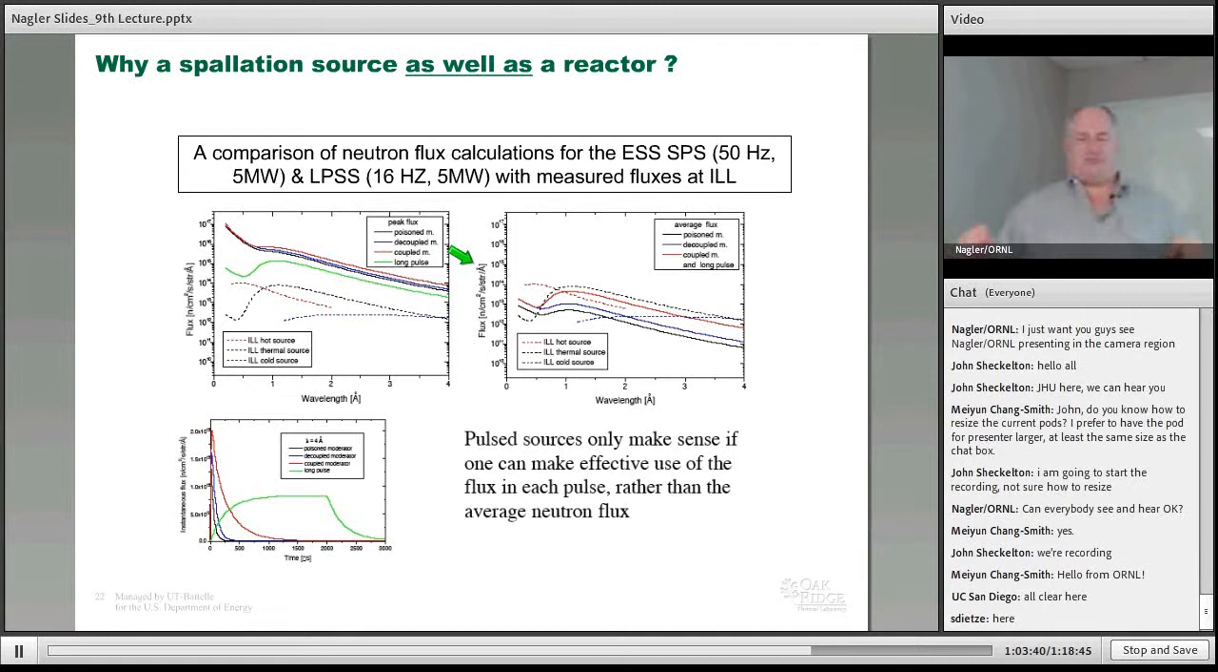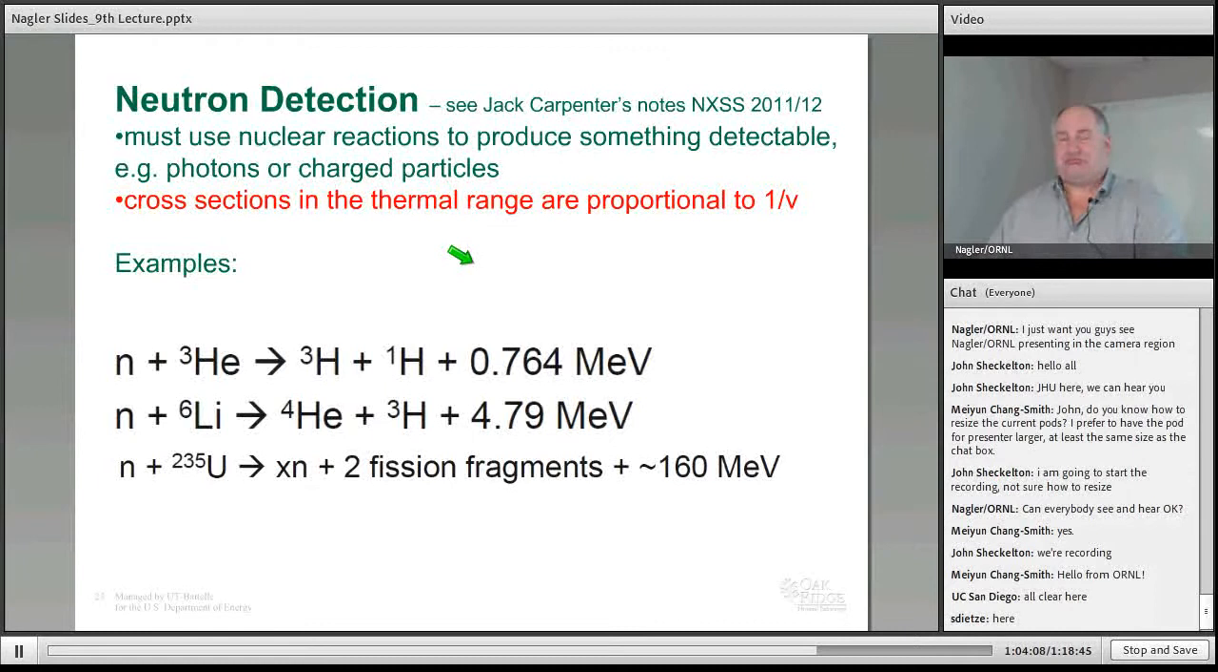And I will tell you that at the European spallation source, if they build it, of course, they have a plan to make the best of both worlds, if you like, by building a long pulsed spallation source instead of a short pulsed one. But my suggestion is that you go to the ESS website and read about that for yourself. It's something that will be interesting to see how it develops.